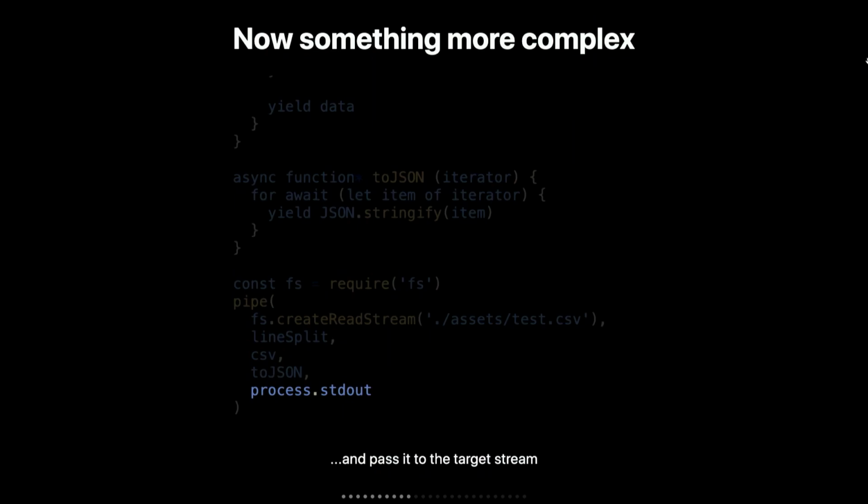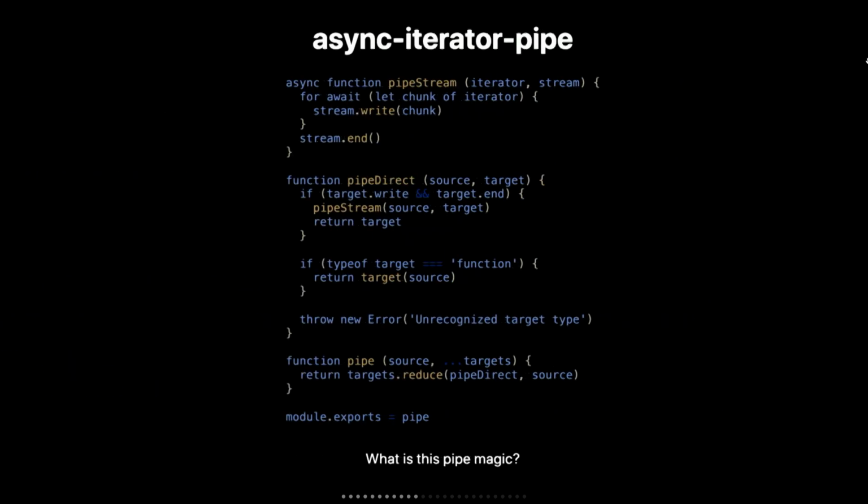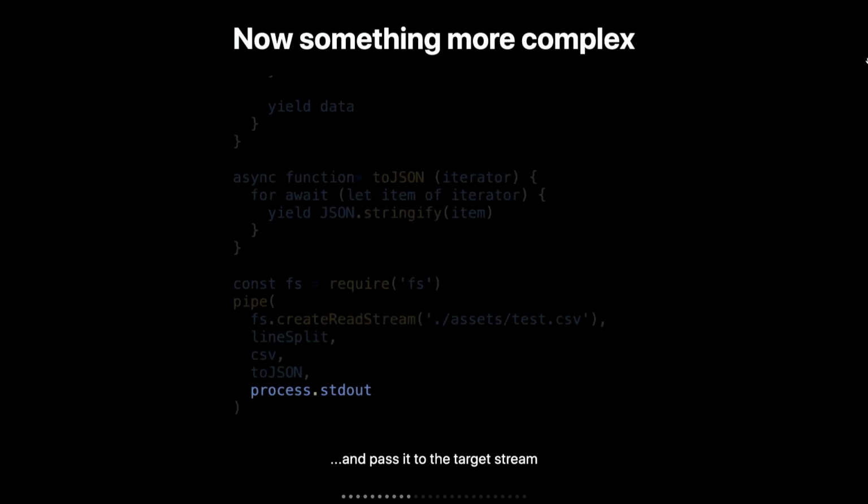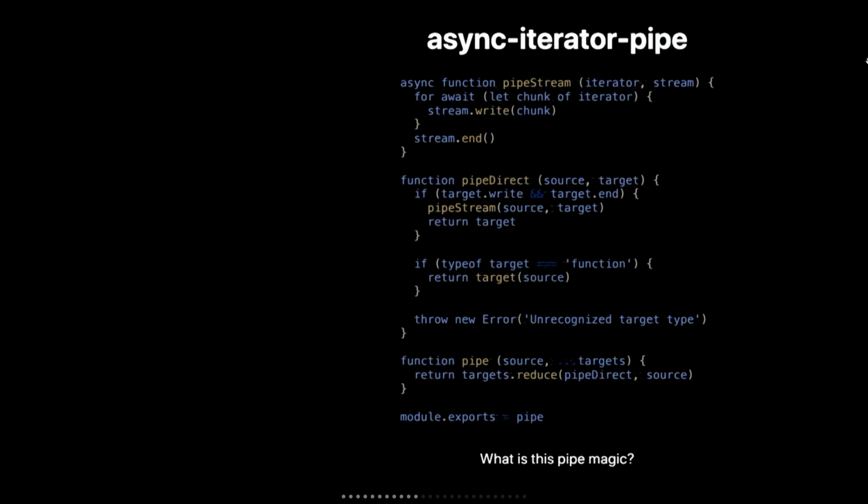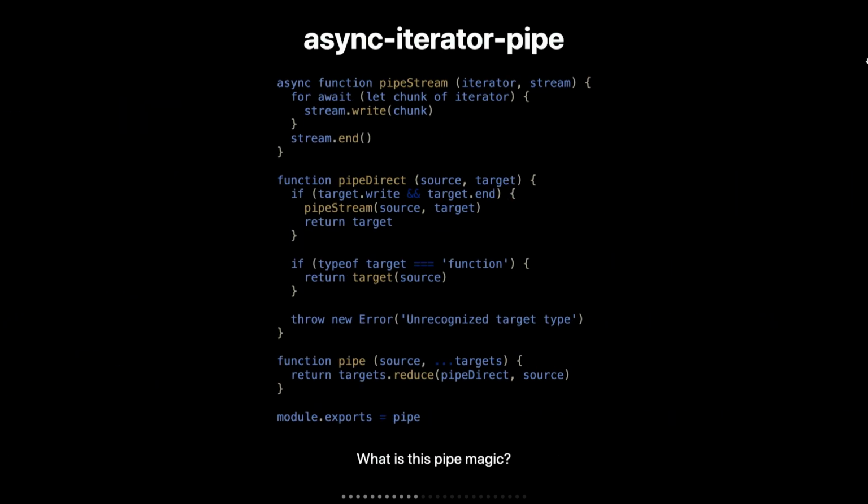So it makes for a somewhat simpler way to do complex types of streams. And so that underlying async-iterator-pipe module is actually just this. There's really not much to it.